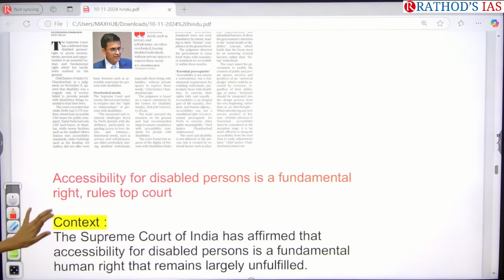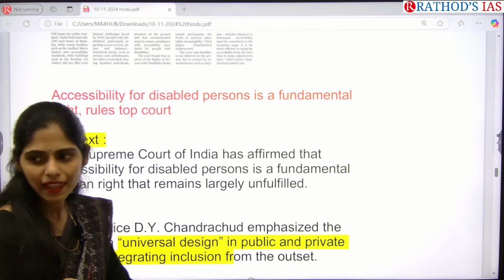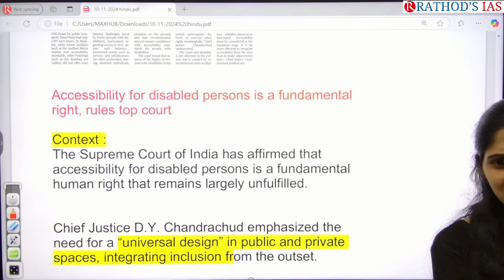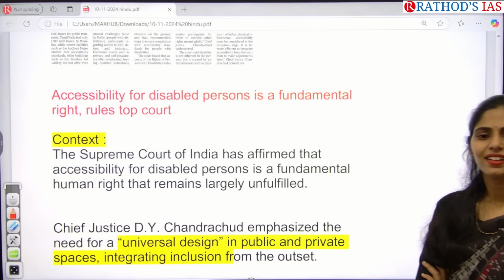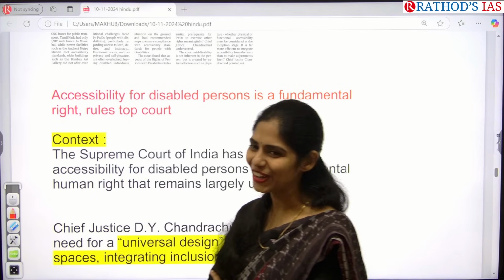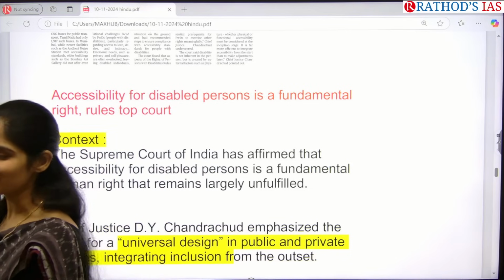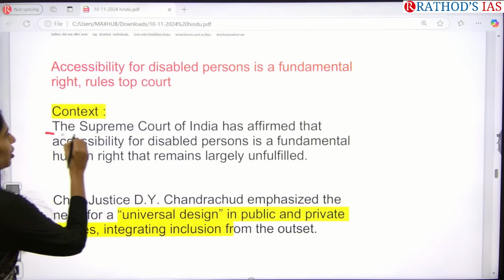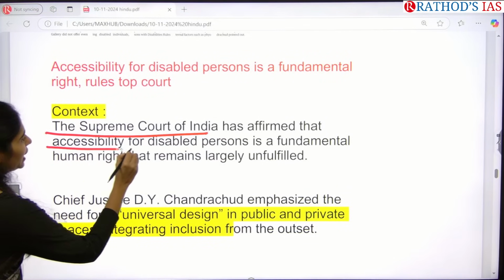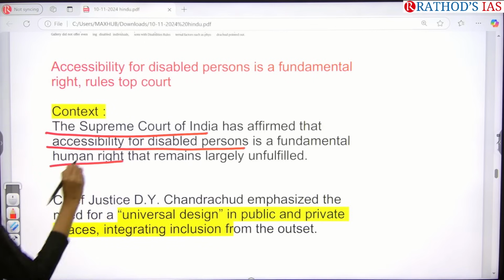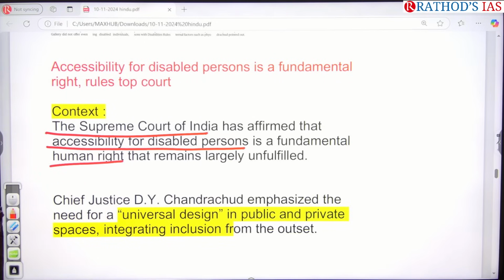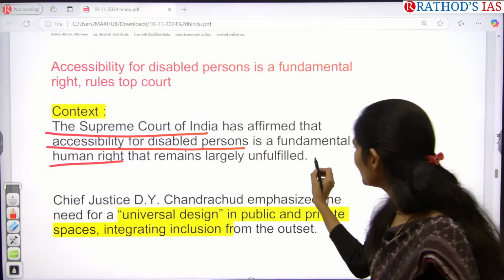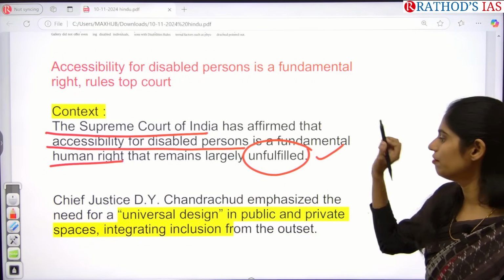Okay, so from which subject will you deal with this? Only polity, governance, society, economy, social issues. Okay, so here this article is saying that the Supreme Court of India said accessibility for disabled persons is a fundamental human right, but in India it is largely unfulfilled. So the Supreme Court itself said that it is largely unfulfilled in India.